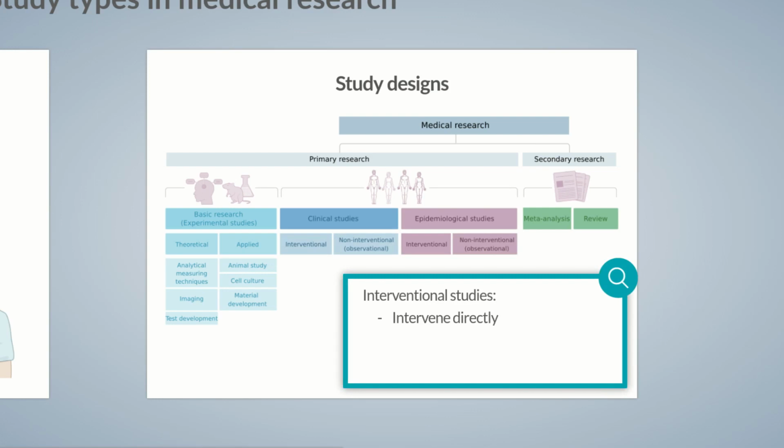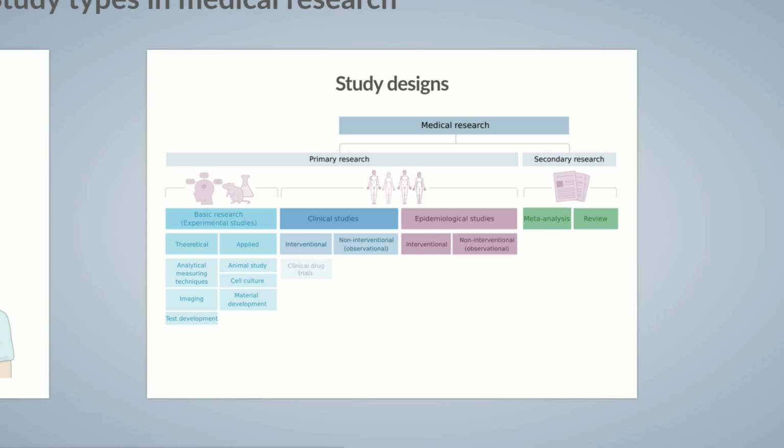Interventional studies intervene directly in the study participants' lives. Some study participants receive an intervention, which can be, for example, a new drug or surgical procedure. The effect of this intervention is subsequently monitored. Clinical drug trials are of great importance for the development and testing of drugs. These can be classically divided into four phases.